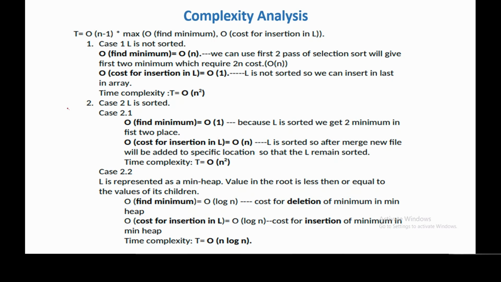Now suppose case 2, the list is in sorted form. And again we can have two cases, depending on how we are implementing that. Suppose case 2.1, finding the minimum. Now if it is in sorted form, then the first two elements will be the minimum, so it will take constant time.